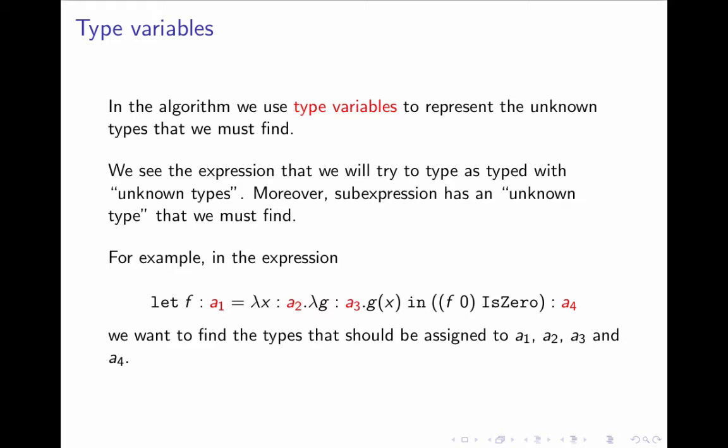To be concrete, here's an example of an expression. Let f equal lambda x, lambda g, g of x in f of 0 applied to is 0. F is typed with a1, an unknown type. The lambda here is typed with a2, the g here is typed with an a3, and the entire expression is typed with an a4. And here, what we're trying to find are precisely a1, a2, a3, and a4. So all the bound variables in our expression are annotated with these unknown types, and the entire expression is annotated with a type.